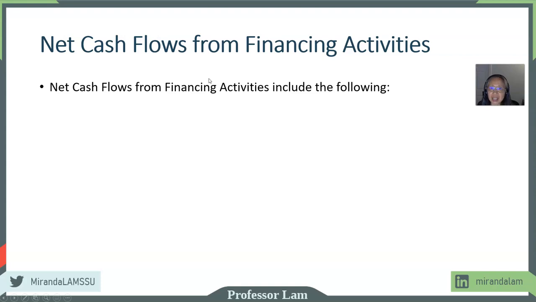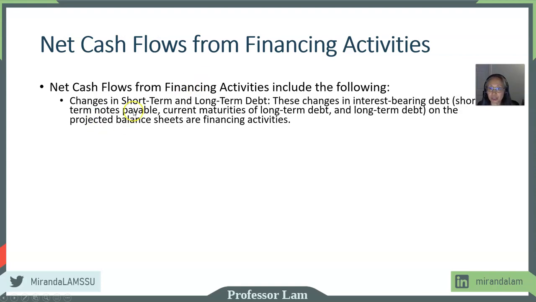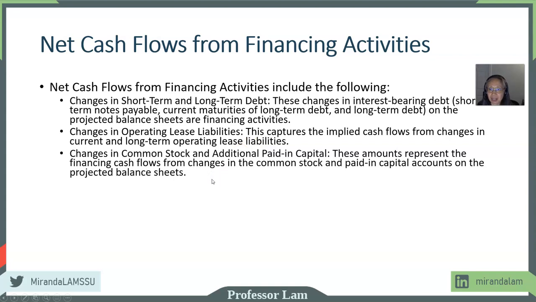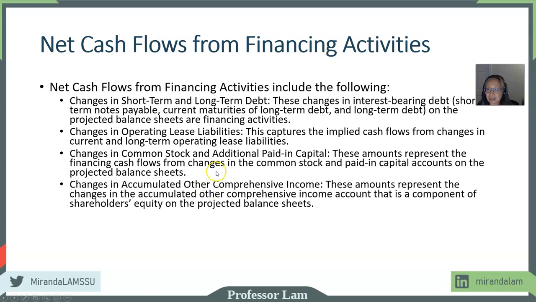For financing activities, it will include changes in short-term and long-term debt. So these include interest-bearing accounts, even short-term notes and current maturities, and also interest expense of long-term debt. Lease. So remember, we have the asset side for lease, or right-of-use asset. We also have the long-term operating liability for lease. Then there may be changes in common stock, so that may include share repurchase.